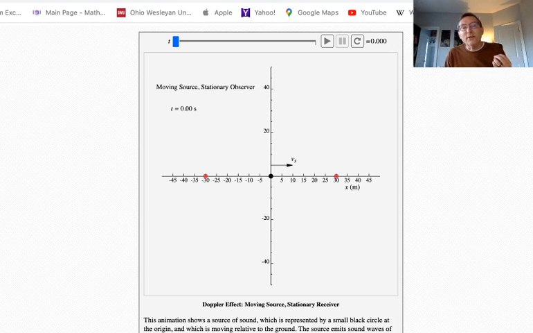And when I run the animation, a couple things are going to happen. The source is going to start moving to the right, and at a fixed rate, it's going to emit wavefronts. Now I'm going to tell you something that is not immediately clear from the animation. If the source were stationary, like those receivers are, and emitted its sound waves, I'm going to tell you what the wavelength would be, because we're going to need that for the numbers I want to work with.